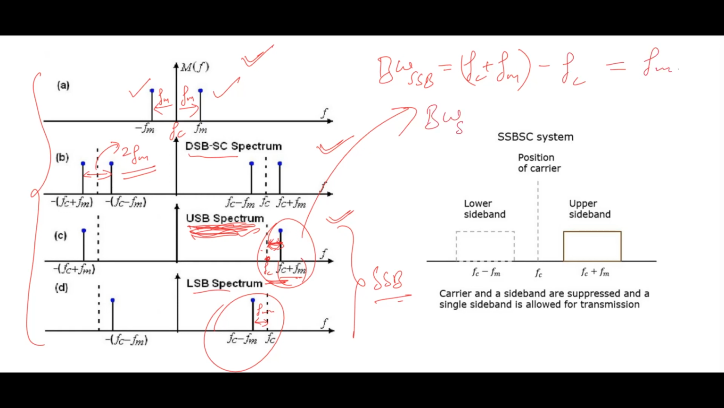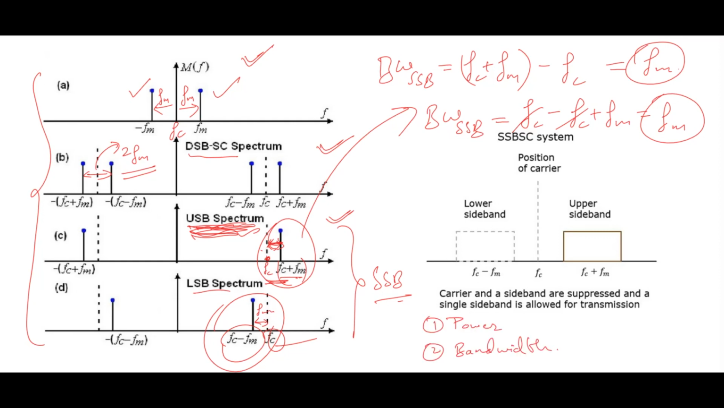Likewise, if we consider lower sideband transmission, then the higher frequency is fc, minus the lowest frequency, fc minus fm. So this becomes fc minus fc plus fm. The fc gets cancelled out, so we are left with fm only. Ultimately, we conclude that the bandwidth is reduced to half in SSB-SC transmission. So SSB transmission is power efficient as well as bandwidth efficient.